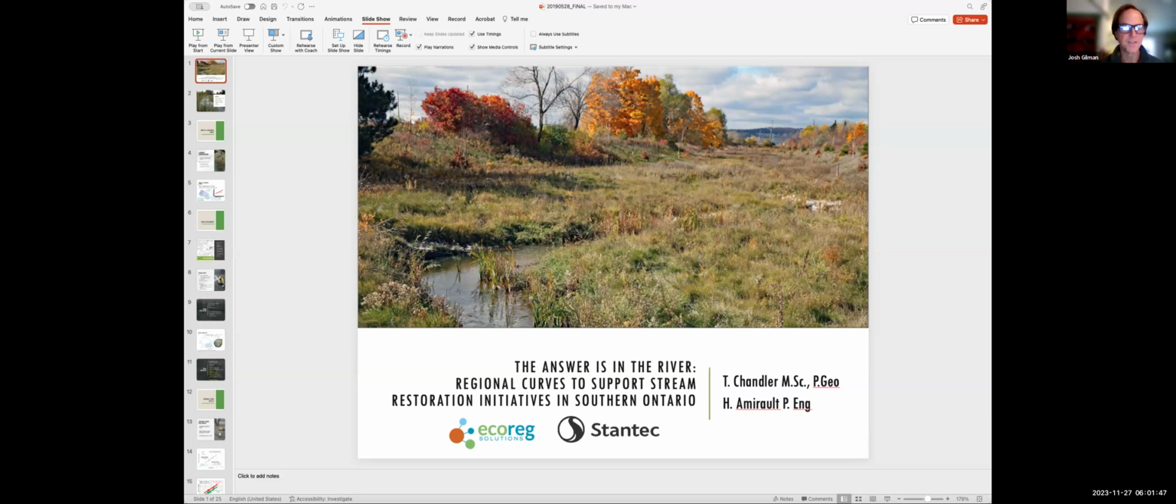And so he's going to present to us a regional curve study that he worked on at Ecoreg and supported by Stantec. The title of his presentation is "The Answer Is in the River: Regional Curves to Support Stream Restoration Initiatives in Southern Ontario." So exciting stuff, Trevor. If you want to just take it away, that'd be great.